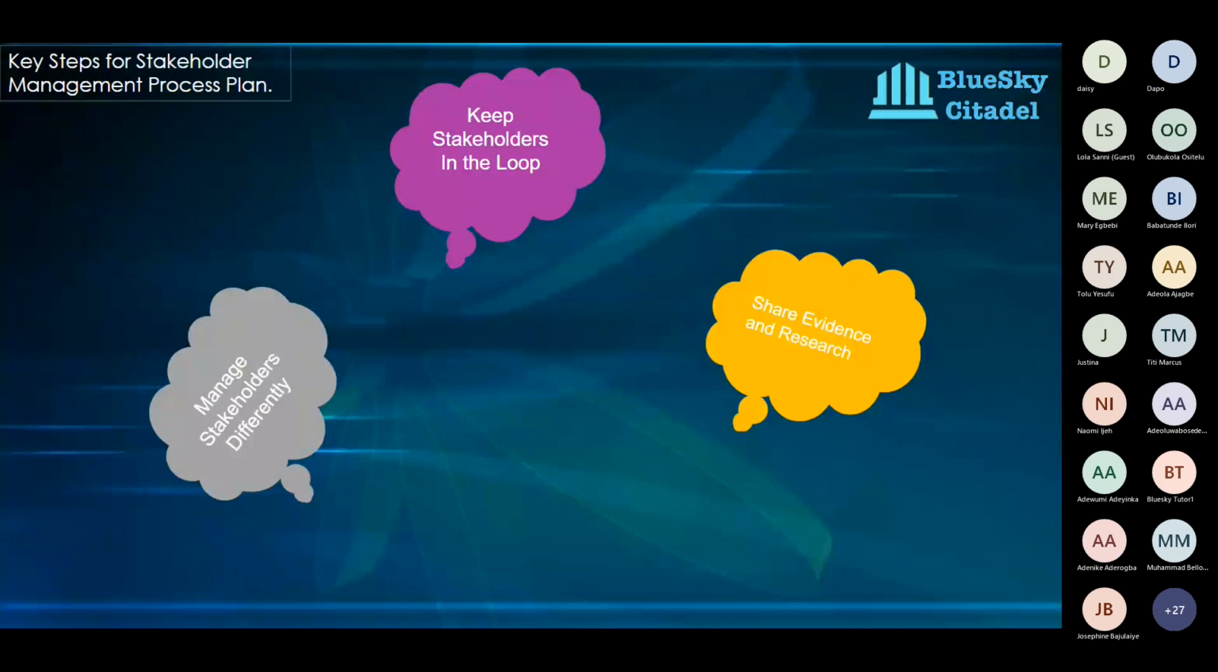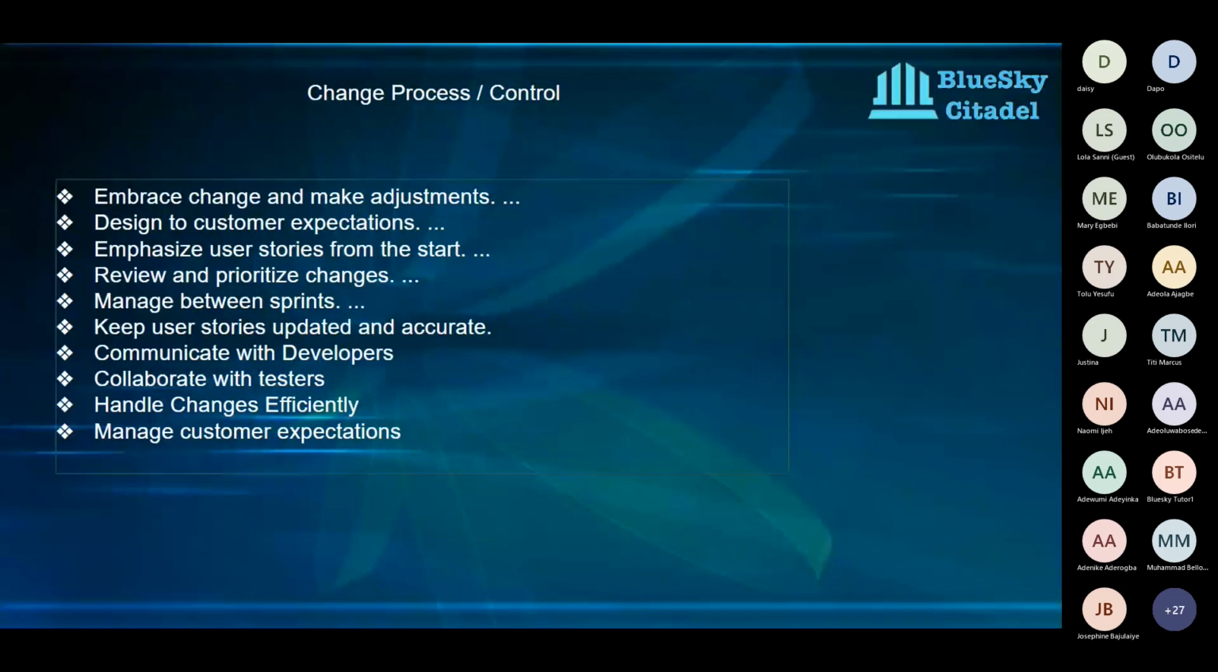Okay, so moving on. Change, process, and control. I did mention earlier that with Agile, it's a bit different. With Waterfall, the change process would usually take so much documentation, and the process is usually quite different from Agile itself. So I've got a few bullet points on there when it comes to change, process, and control within an Agile environment. The first one is embrace change and make adjustments.